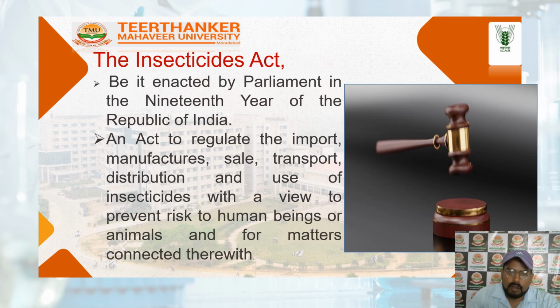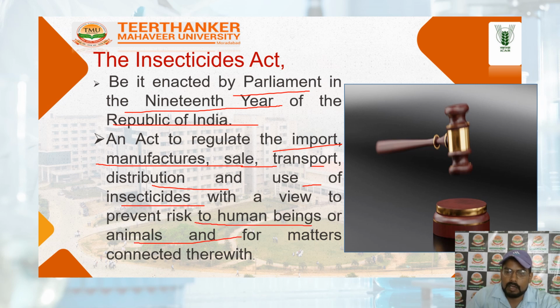Next is the Insecticide Act. Continuous application of more insecticides with high toxicity led the government to pass an act to control insecticide application in the fields. Parliament passed the Act in 1968 to regulate the import, manufacture, sale, transport, distribution and use of insecticides, in order to prevent risks to human beings, animals and the environment.